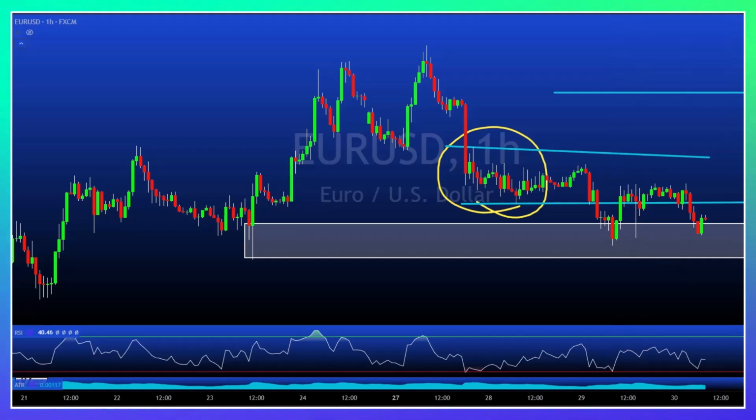Simple double tops or double bottoms. Ooh, easy one. All right. Easy one because double tops and double bottoms are part of the CTS checklist.